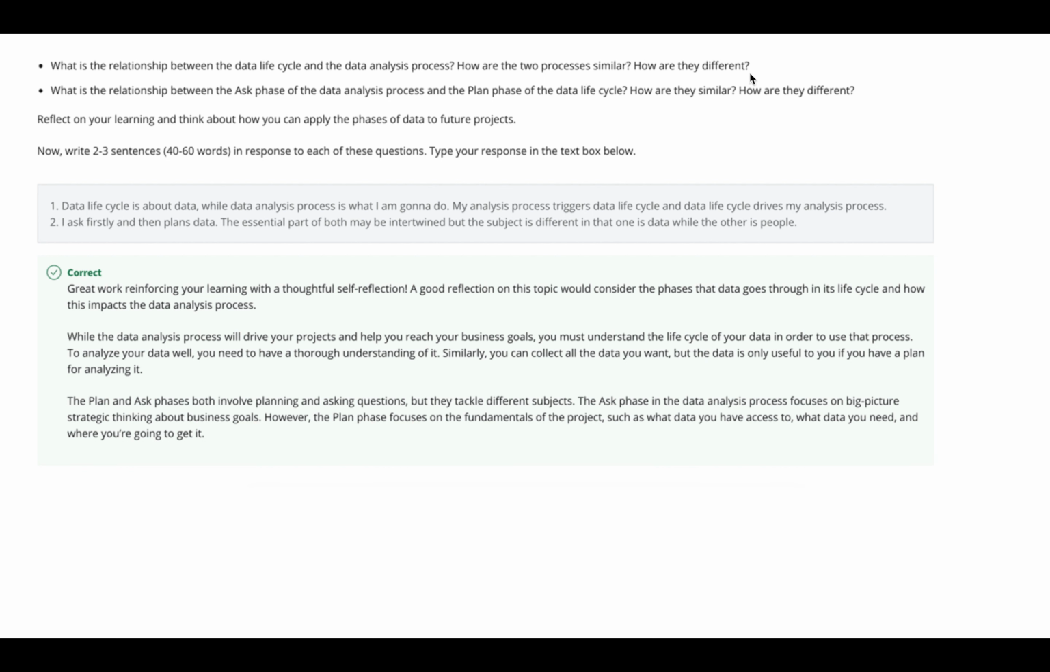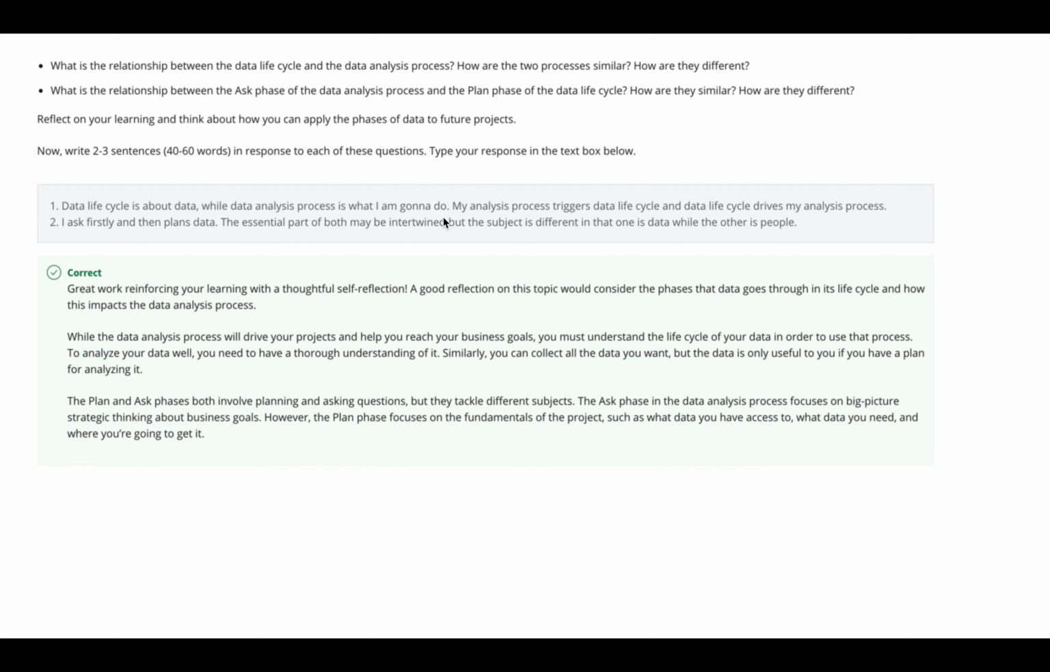How are they different? The second question, what is the relationship between the ask phase of the data analysis process and the plan phase of the data life cycle? How are they similar? How are they different? All right, let's look at my answer. Data life cycle is about data, while data analysis process is about the analyst.